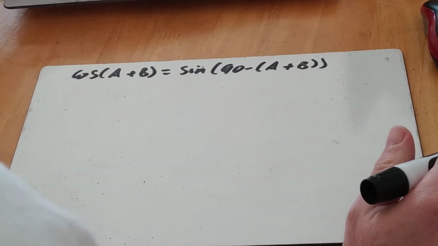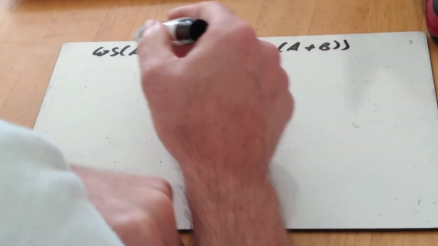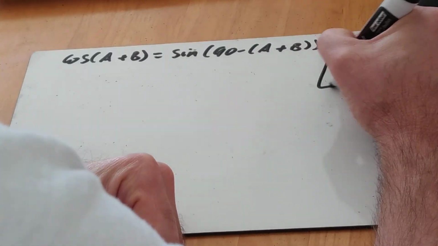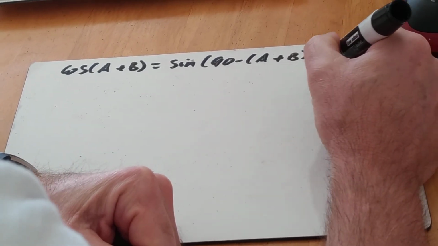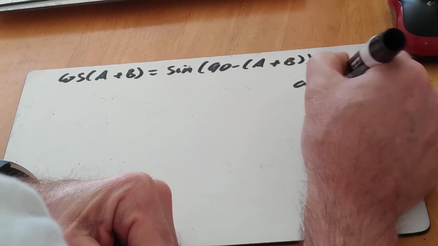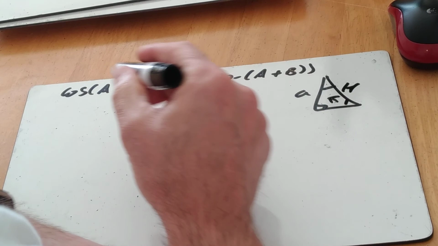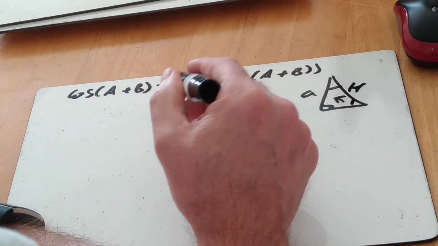Let's now have a look at, without doing any different proof, cos of a sum, cos of A plus B. Now, you've got to remember in a right angle triangle, cos of one angle is sine of the other one, because what's adjacent here is opposite that one there, and the hypotenuse is always the hypotenuse. So sine of one is cos of another. So cos of A plus B equals sine of 90 minus A plus B.